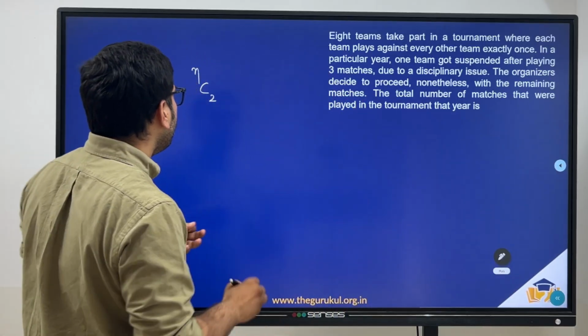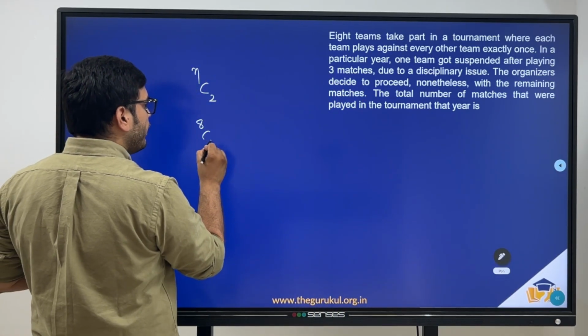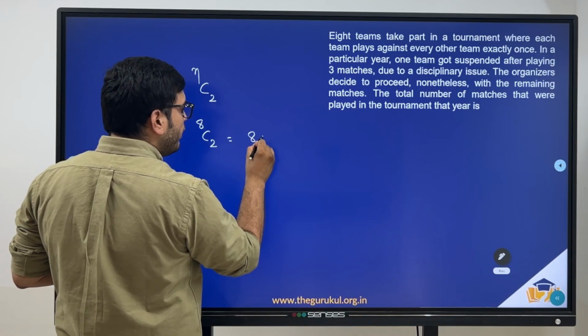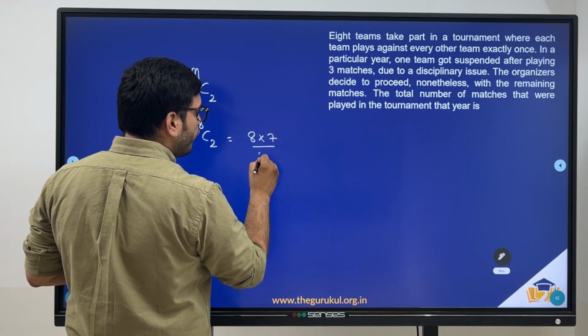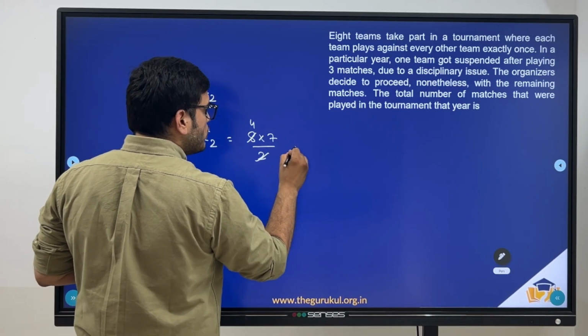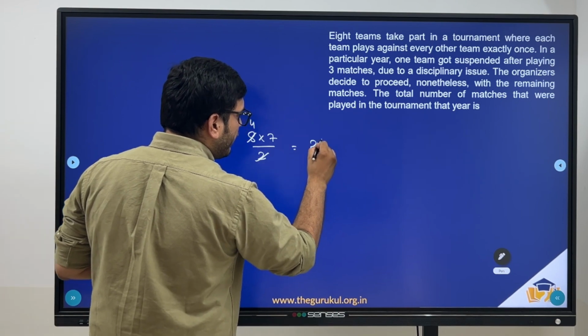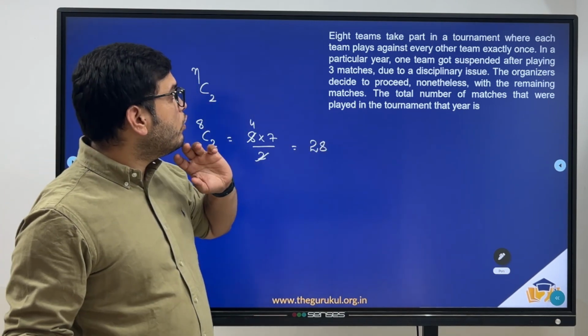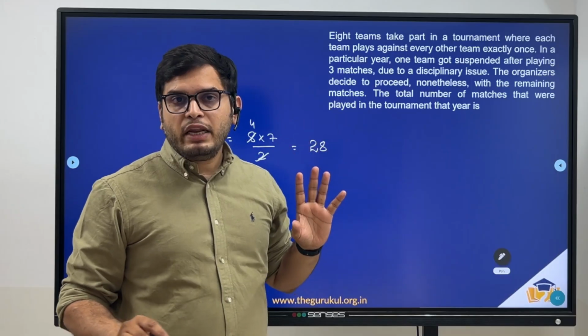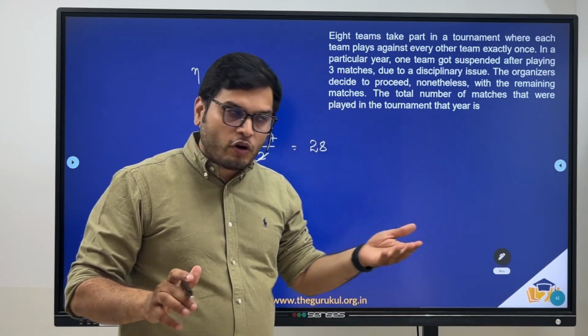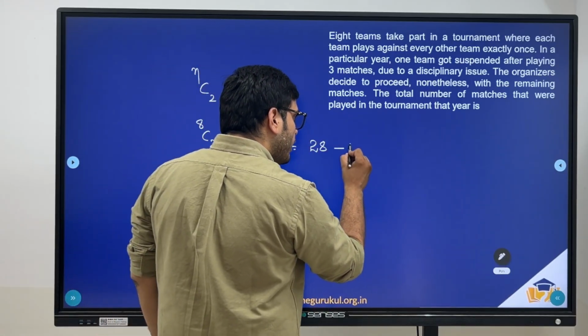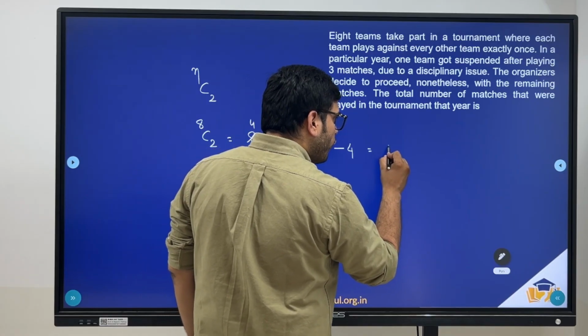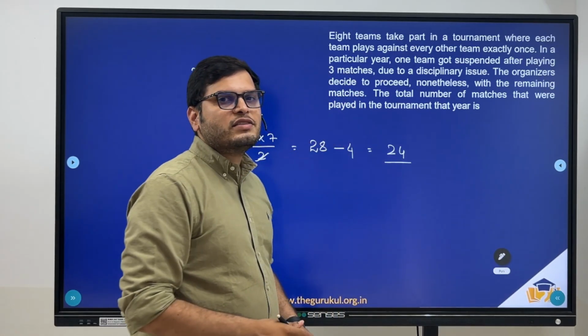So here we have 8 teams. The total number of matches would be 8C2, which is 8 into 7 by 2 factorial, which is 2. So there will be a total of 28 matches, but one of the teams played only 3 matches; it did not play the other 4. So the total number of matches held would be 28 minus 4, 24. That should be the answer to this question.